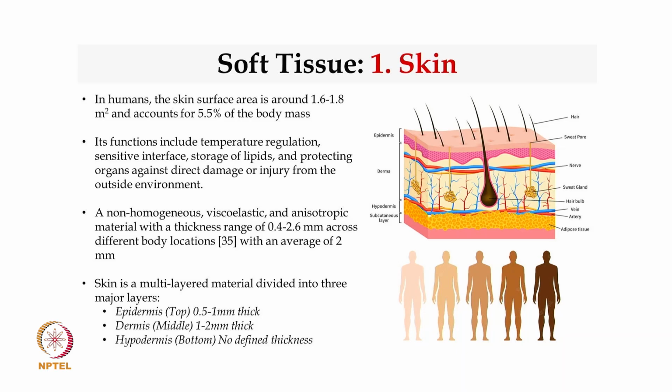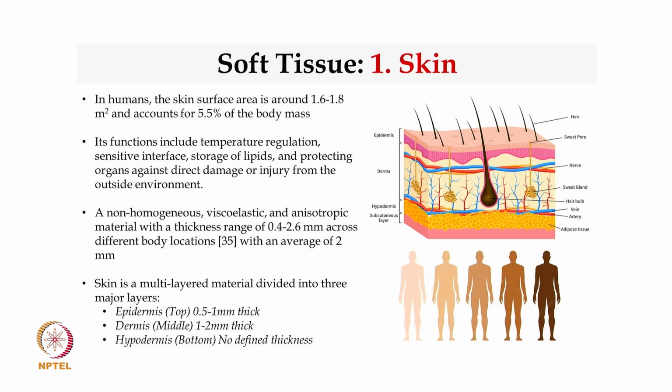Its functions include temperature regulation, a sensitive interface like the feeling of touch or stimulus, storage of lipids, and protecting organs against direct damage or injury from the outer environment. So whenever there is an injury or an interaction with a foreign body or the environment, all our internal organs and tissues are covered with skin. So that is the first line of defense against any kind of outer environment or interactions. That's why skin should have the right properties to protect us, right?